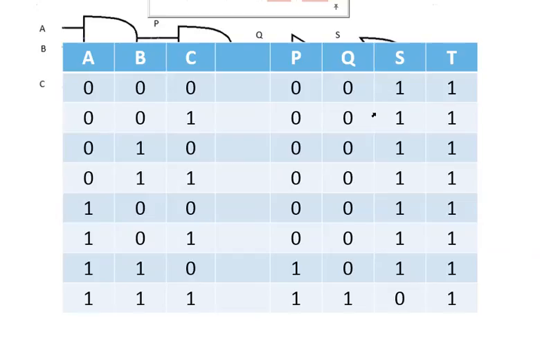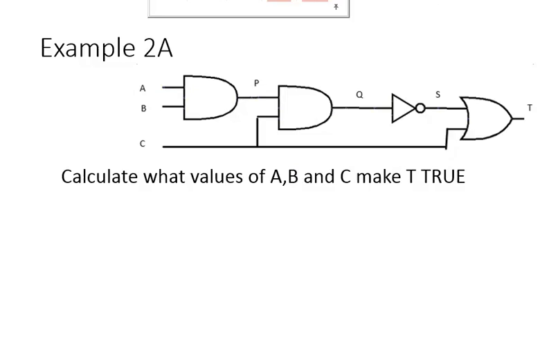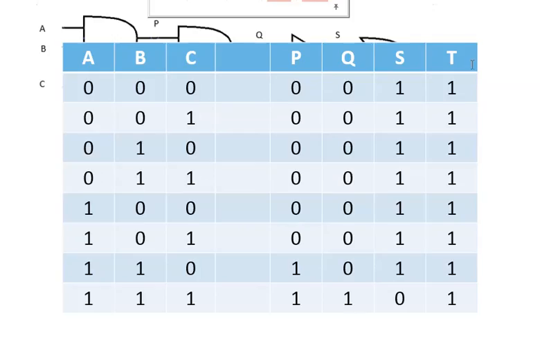So the answer to this question is: the truth table has told me that no matter what the inputs are, the output value for T is a 1. So if I go back to answer the original question, calculate what values of A, B, and C make T true, the answer is any value of A, B, and C will result in T being true. And I know that because I've proved it using what is known as perfect induction, or a truth table.